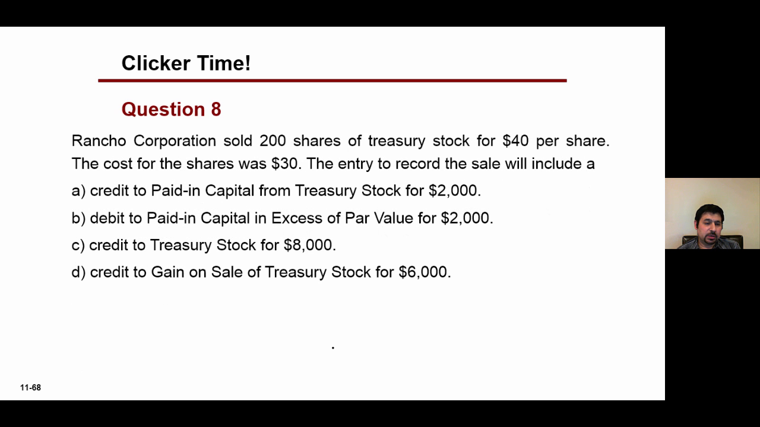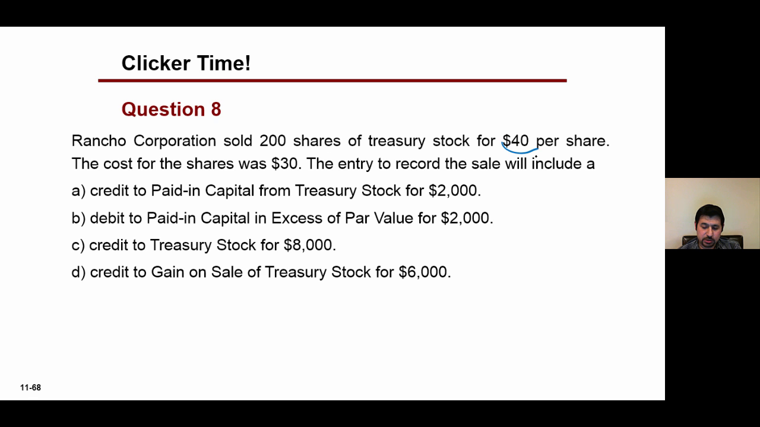Rancho Corporation sold 200 shares of treasury stock for $40 per share. The cost for the shares was $30. The entry to record the sale will include, once again, we need to make the journal entry here. The company sold treasury stocks for $40. This is a revision of the previous part when we were talking about sales of treasury stocks.